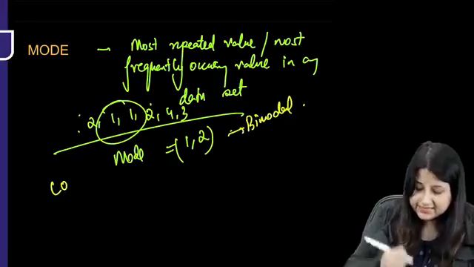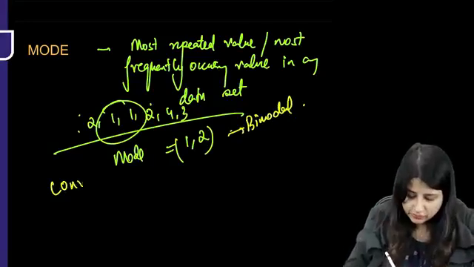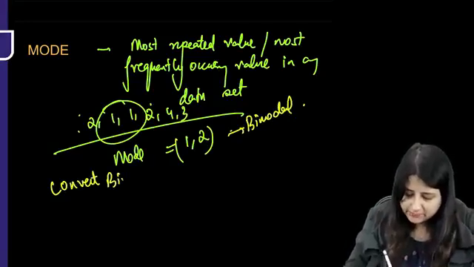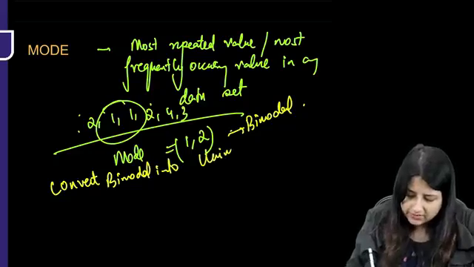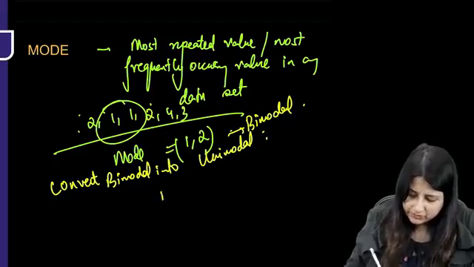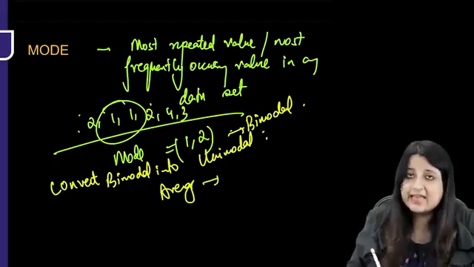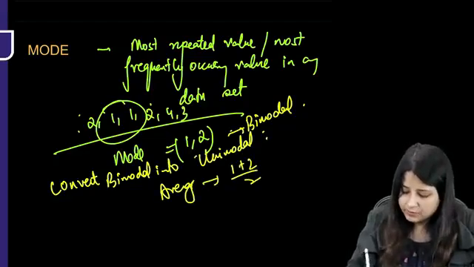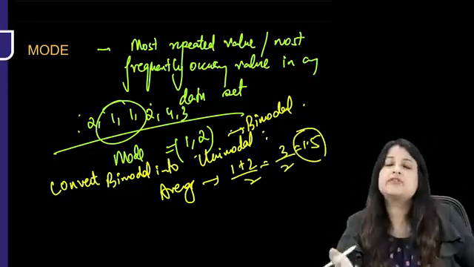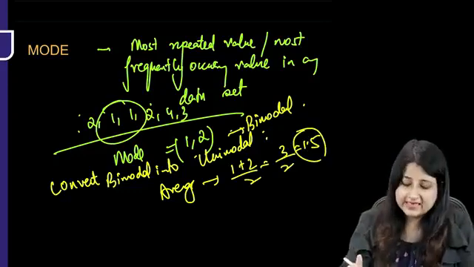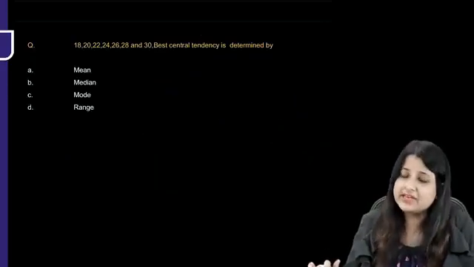Sometimes you can see that they have converted bimodal into unimodal. So how do you convert bimodal into unimodal? To convert bimodal into unimodal, you again have to take the average. So 1 plus 2 by 2, so 3 by 2, 1.5. But always try to give your answer as bimodal. So that is the most repeated value in a data set.